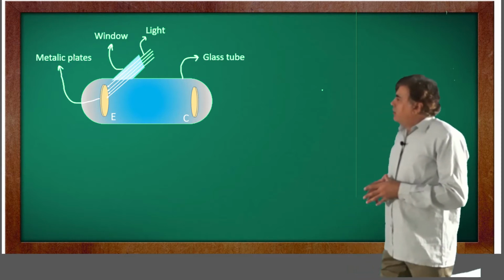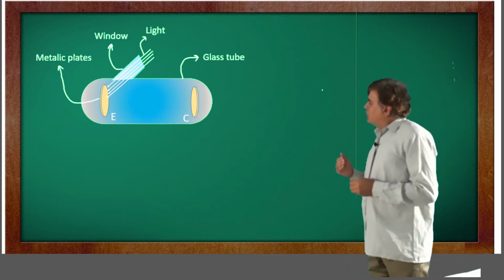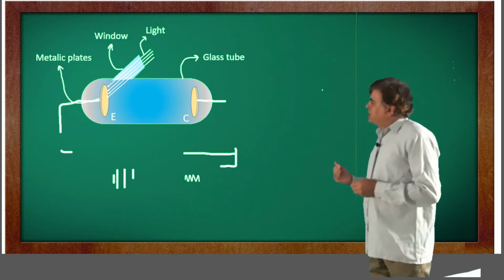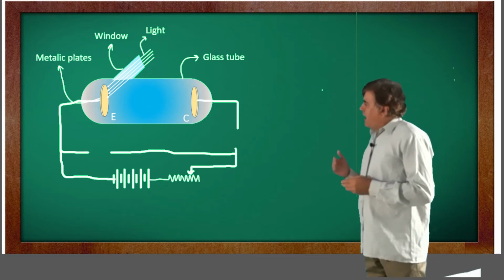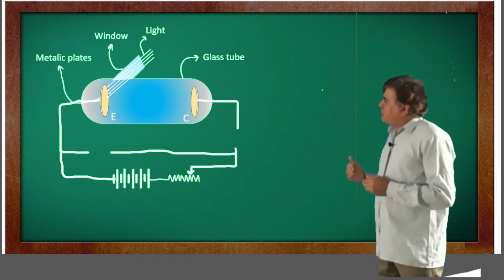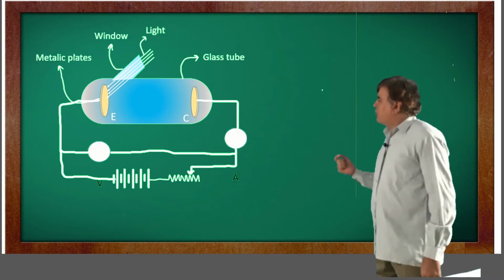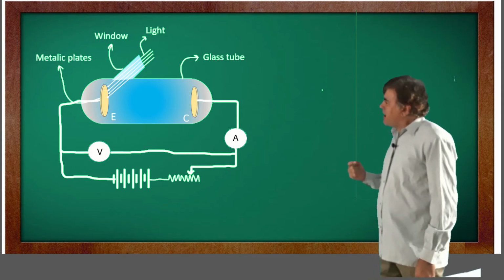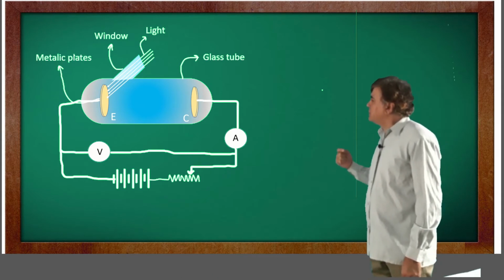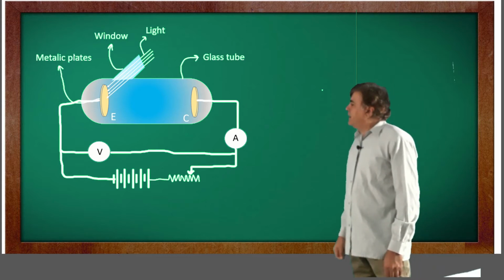The emitter and collector are connected through a variable source of potential so that the potential between them can be varied, and the voltmeter is connected to measure the corresponding voltage applied across the collector and emitter, and the current set up in the circuit is measured through the microammeter A.